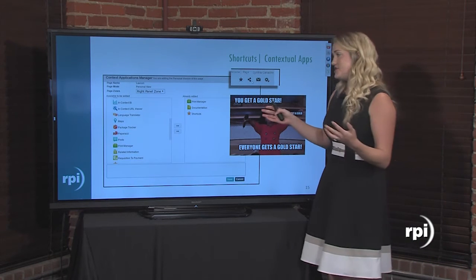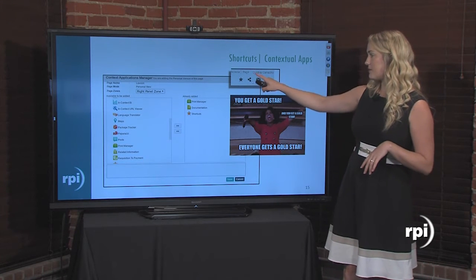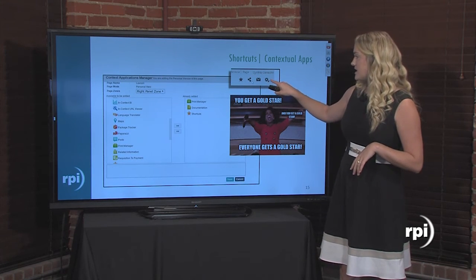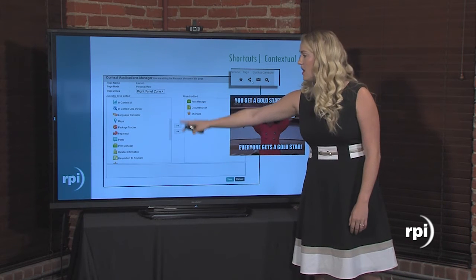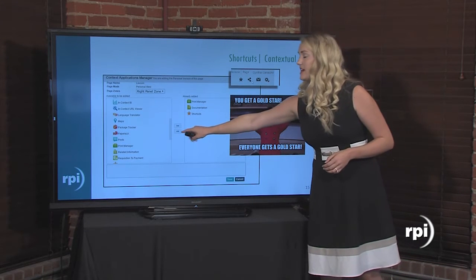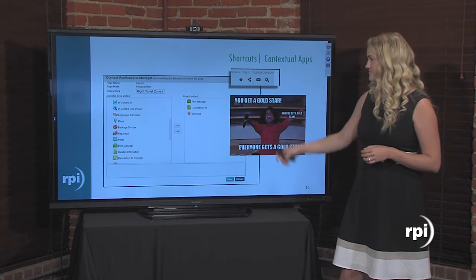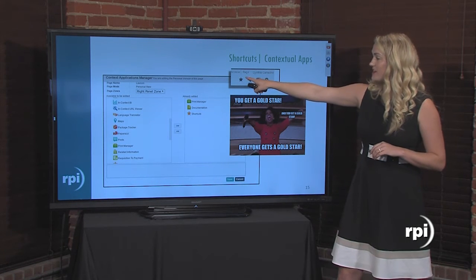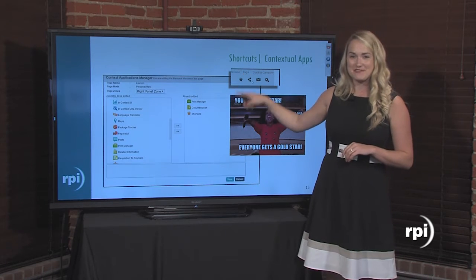And if you're looking to change any of your contextual applications, up in the top right, you might have noticed there's a little settings button. This is where you get to the screen where you can pick and choose which contextual applications you'd like to use. Then you use these arrows to make them go back and forth, which ones are applied and which ones are not. The one I like up here is this little star. You get a star, you get a star. This is your shortcuts button.